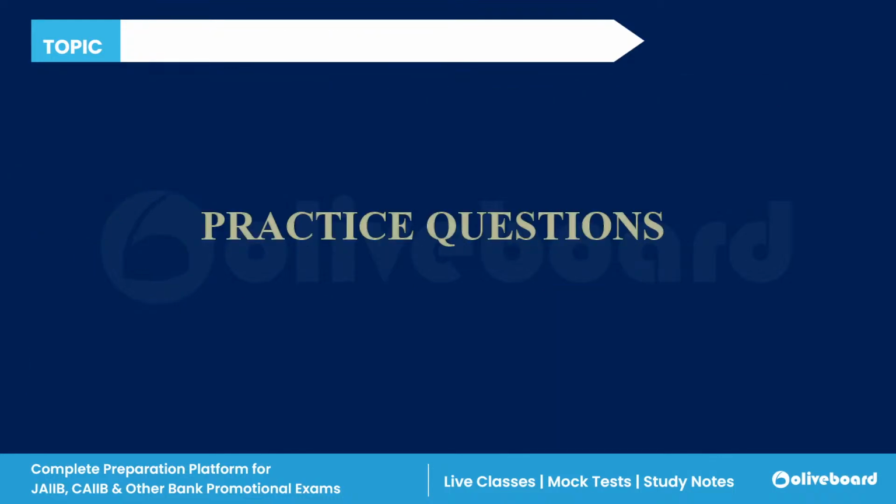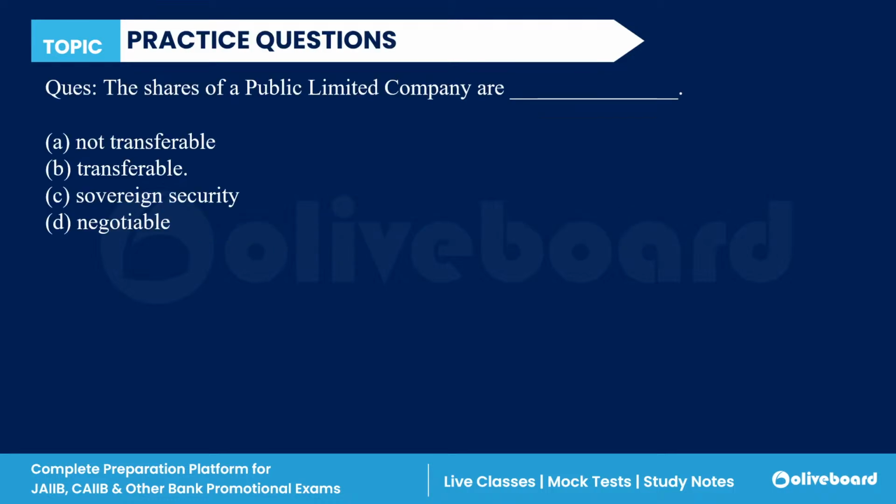So these are the important things related to this chapter that I have just discussed. Now let's talk about some questions. The very first question is: the shares of a public limited company are: non-transferable, transferable, sovereign security, or negotiable? The shares of a public limited company are freely, so these are actually transferable. They can be easily transferred.